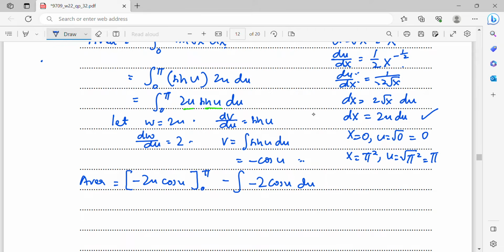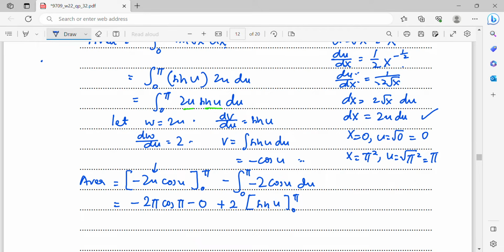Okay, it is integration by parts. So now, don't forget the limits. Replace the u by pi. I will get minus 2 pi cos pi, minus the value when u equals 0. But since it is minus 2u, when you multiply the minus 2 with 0, it's already 0. Then for the next part, it's going to be negative, integrate negative 2 cos u. So the negative 2 becomes plus 2, left cos u. When you integrate cos u, it will be sin u.